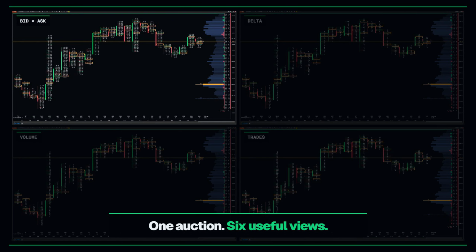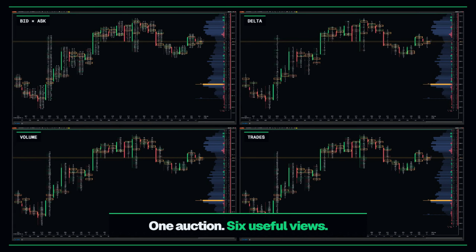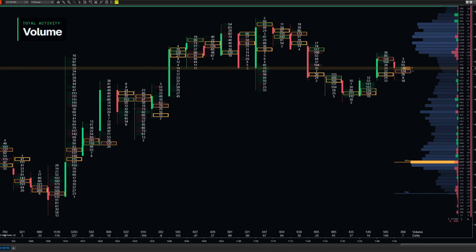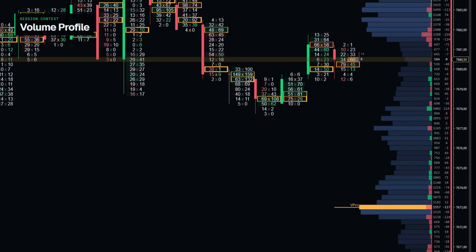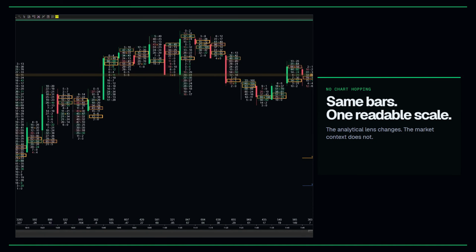Hi, today I'll show you how SidiFootprint for NinjaTrader turns one auction into 6 useful views. Bid by ask, delta, volume, trades, profiles, and statistics each answer a different question without forcing us to leave one stable ES chart. Same bars, one readable scale.